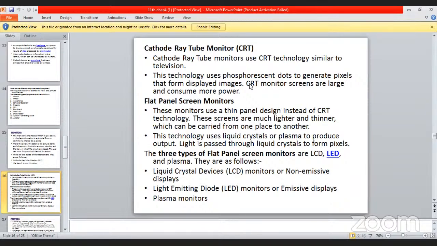LCD means the liquid crystal display, which is a non-emissive display. LED means the light emitting diode, and these monitors are emissive displays. Next will be plasma monitors.